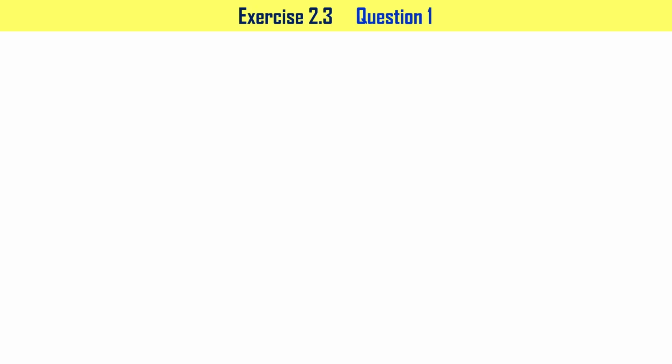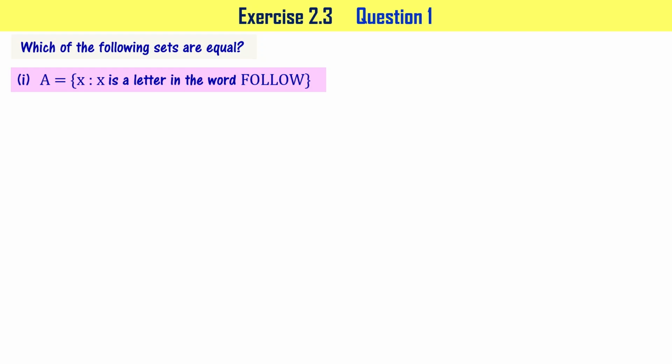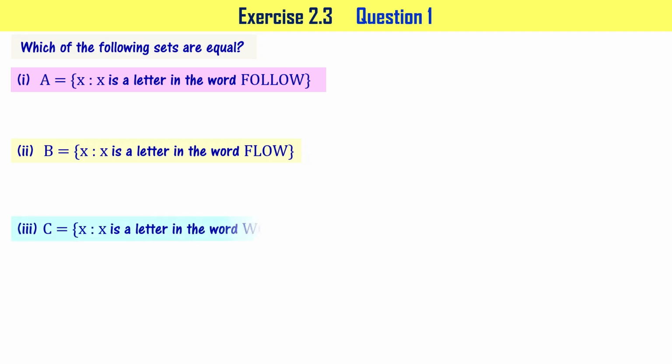Question number 1 of exercise 2.3 is which of the following sets are equal? A is a set of elements X such that X is a letter in the word follow. B is a set of elements X such that X is a letter in the word flow. C is a set of elements X such that X is a letter in the word wolf. We are given three sets, set A, set B and set C. We have to say which of the given sets A, B, C are equal.